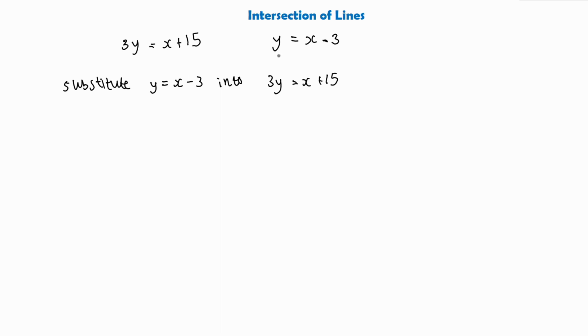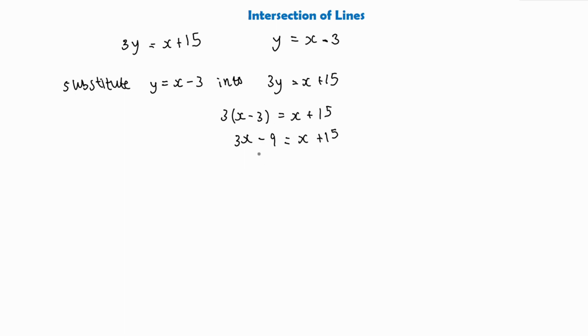So what do I mean by this? Well, we know y is equal to x minus 3. So if we substitute that into this equation here, we get 3 times x minus 3, because this is our y. We've been told that y is this. This is equal to x plus 15. Now we expand the bracket. We get 3x minus 9 is equal to x plus 15. And we just want to solve for x here.